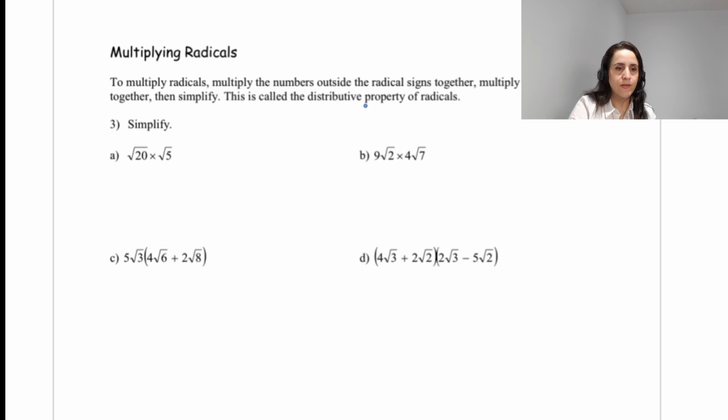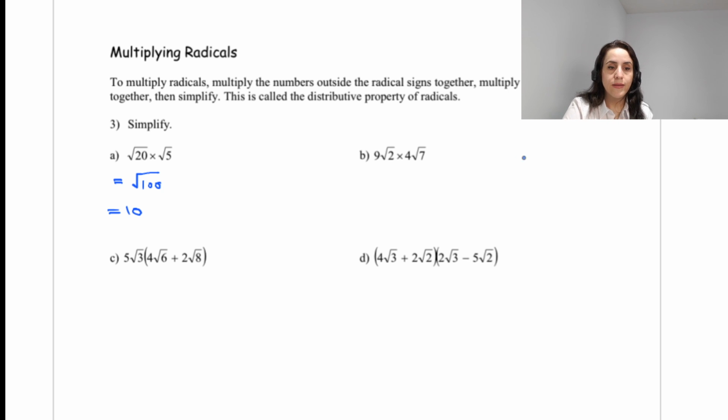Here, for example, there is no number beside, so nothing. Radical 20 multiplied by radical 5 is going to be radical 100. Oh, I know the answer. It's 10.